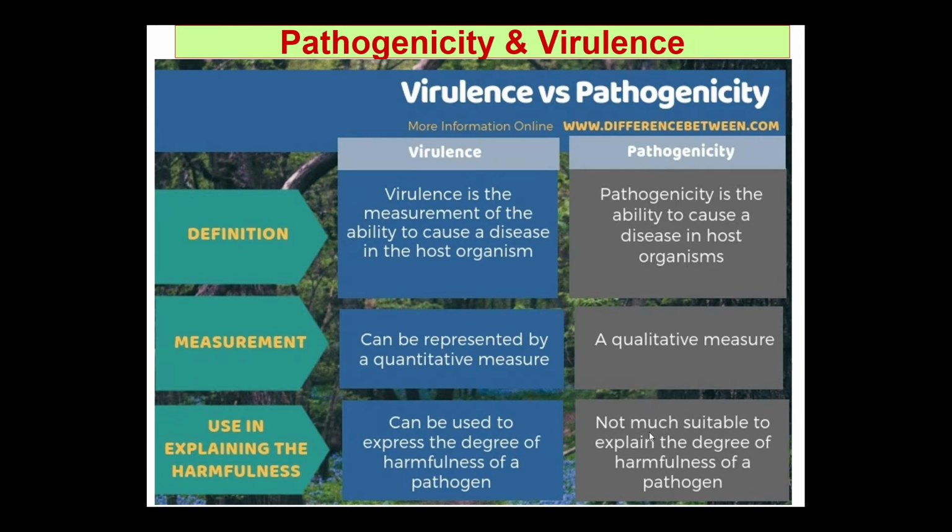Pathogenicity is not much suitable to explain the degree of harmfulness of a pathogen. What we say about species, Shigella dysenteriae, all the strains of the species are harmful. But if we compare two different strains of Shigella dysenteriae, one strain may be more harmful, the second less harmful, and this is a difference that is explained by the property named virulence, not pathogenicity.